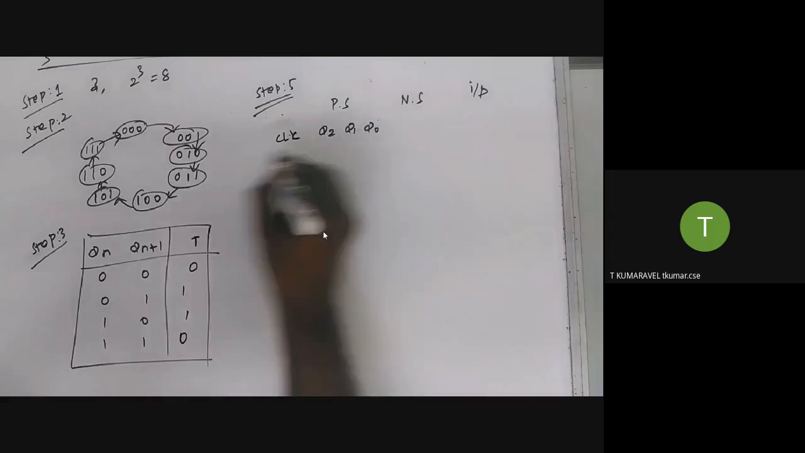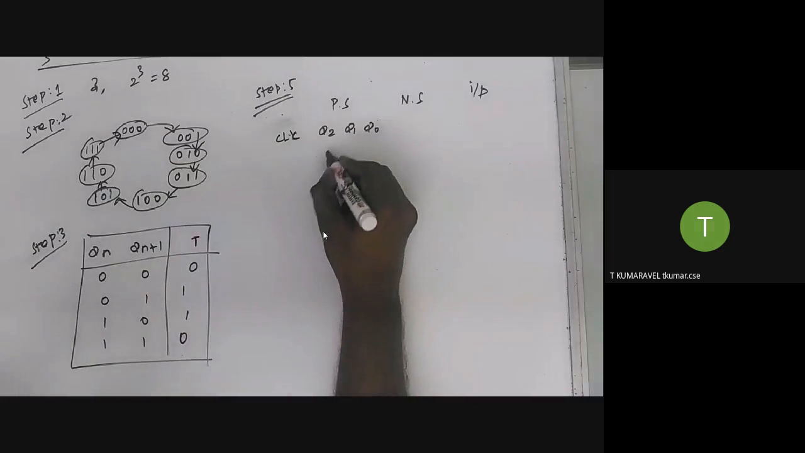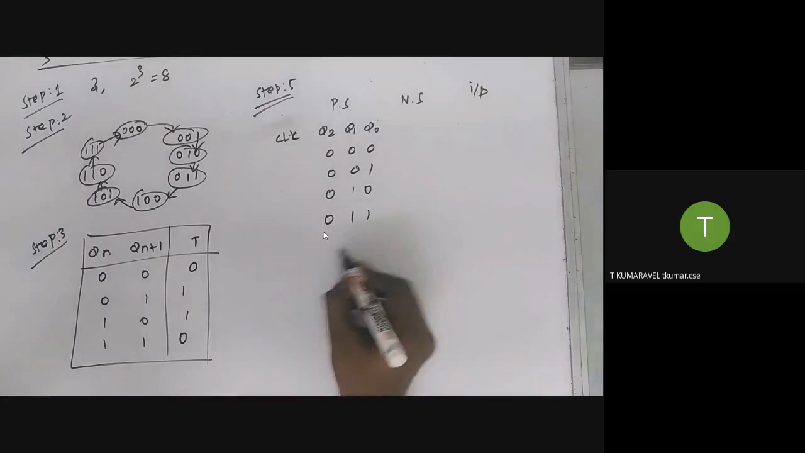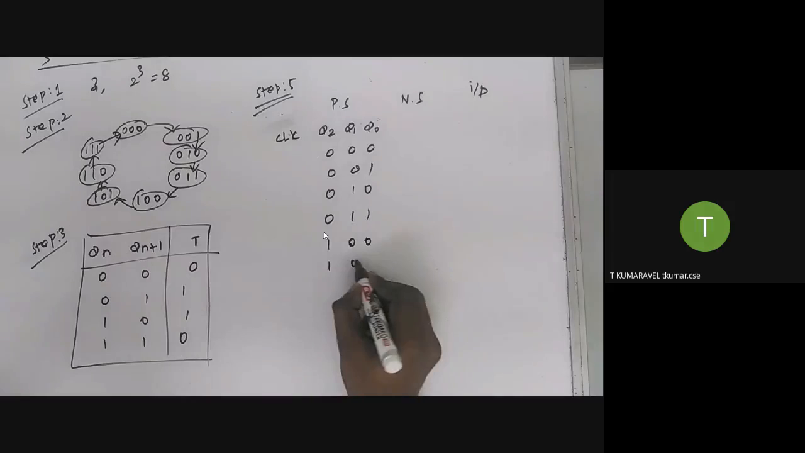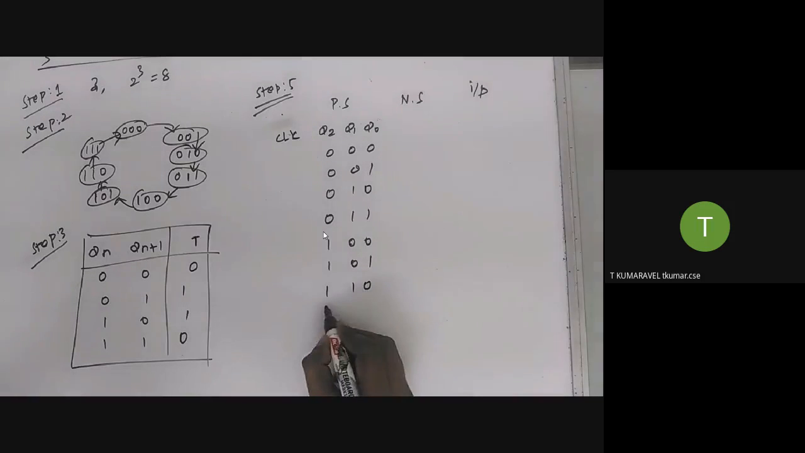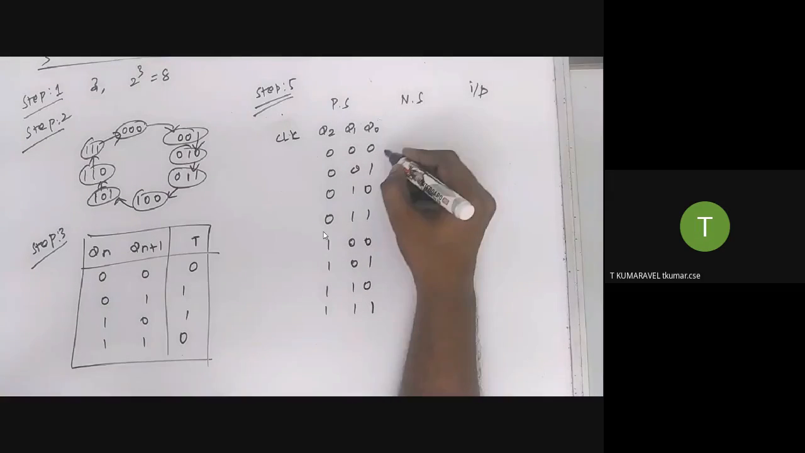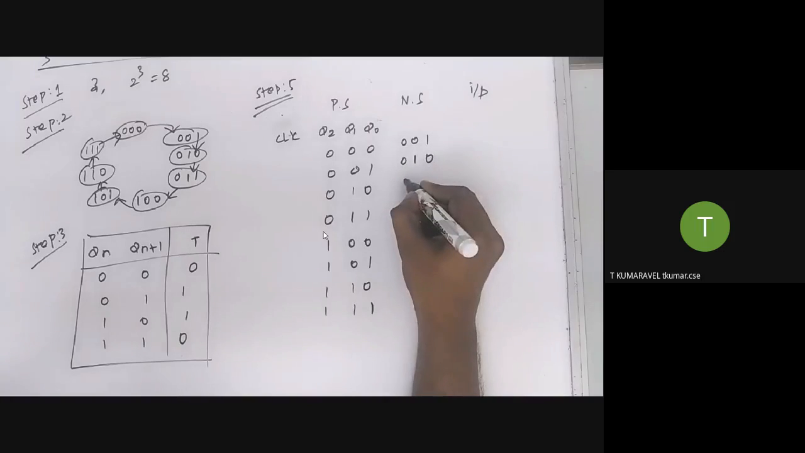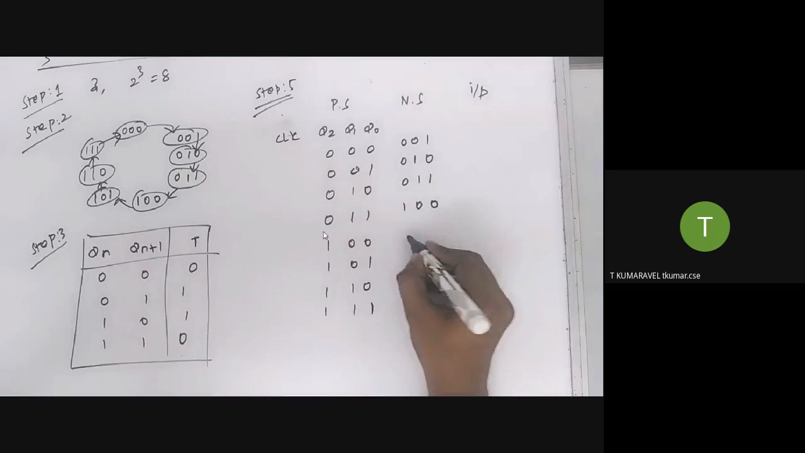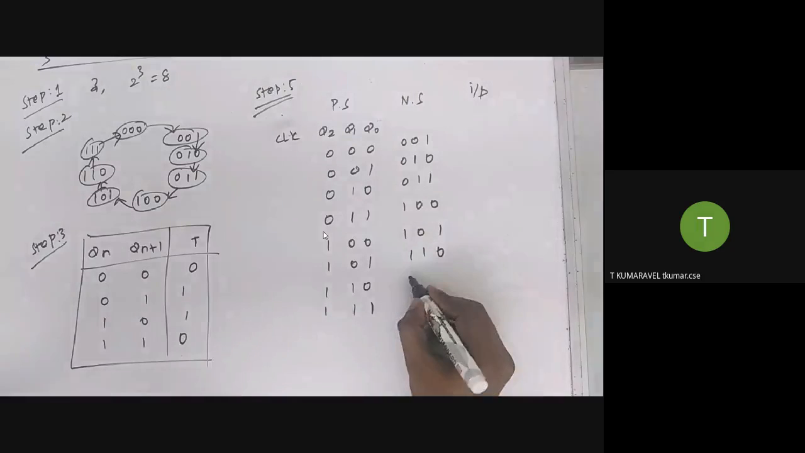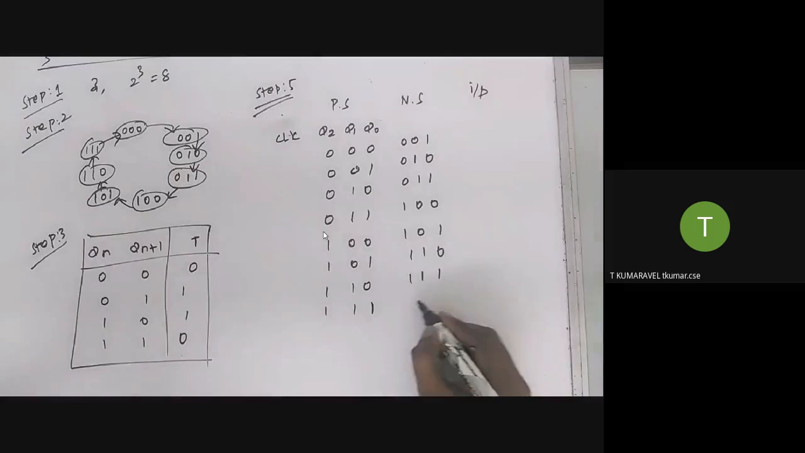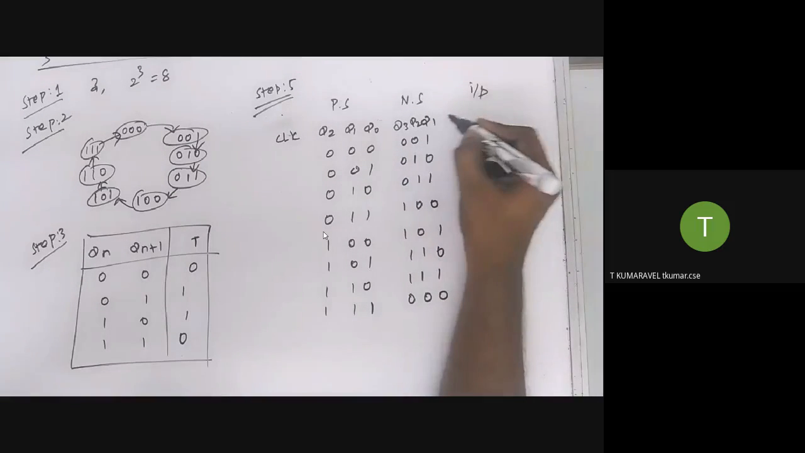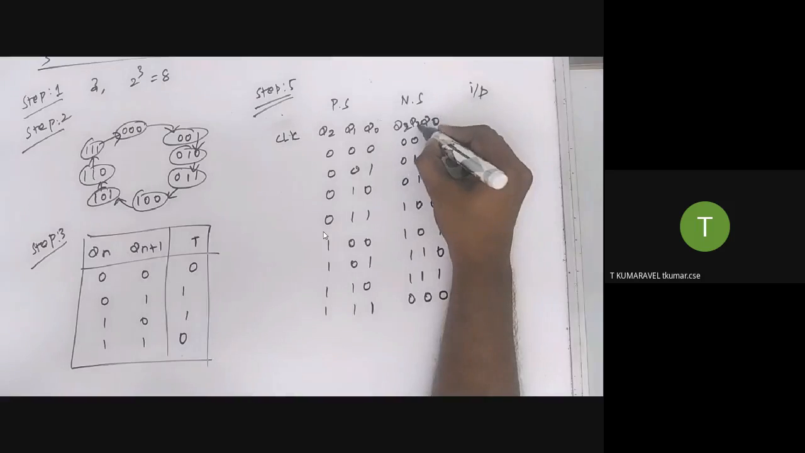How do you write the states? Based on the state diagram, the initial state is 0 0 0. Next one is 0 0 1. Next is 0 1 0. And then 0 1 1. Next 1 0 0, 1 0 1, 1 1 0, and the last one 1 1 1. What about the next state? This is acting as the next state: 0 0 1, 0 1 0, 0 1 1, 1 0 0, 1 0 1, 1 1 0, 1 1 1, and then back to 0 0 0. Do you have any queries about this step?